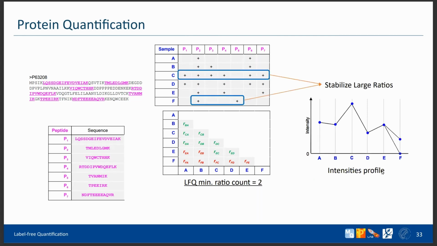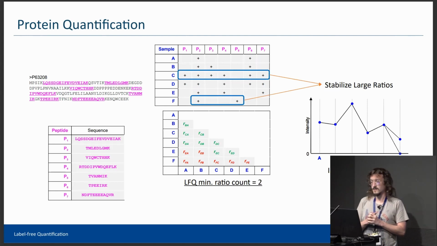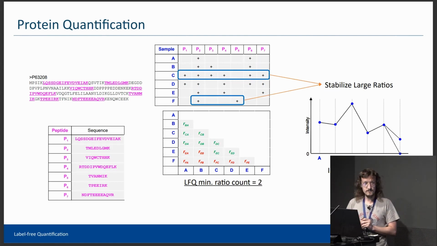But there is also another problem. Many times you may have large ratios. It means that in 2 samples you identified a lot of peptides, and in another one very few. So you have a lot of features in one and very few features in the other. When this happens, usually these features are not in common. So you may end up with a ratio that you cannot compare because there are not enough peptides in common. So there is also an algorithm in MaxLFQ that stabilizes for large ratios.